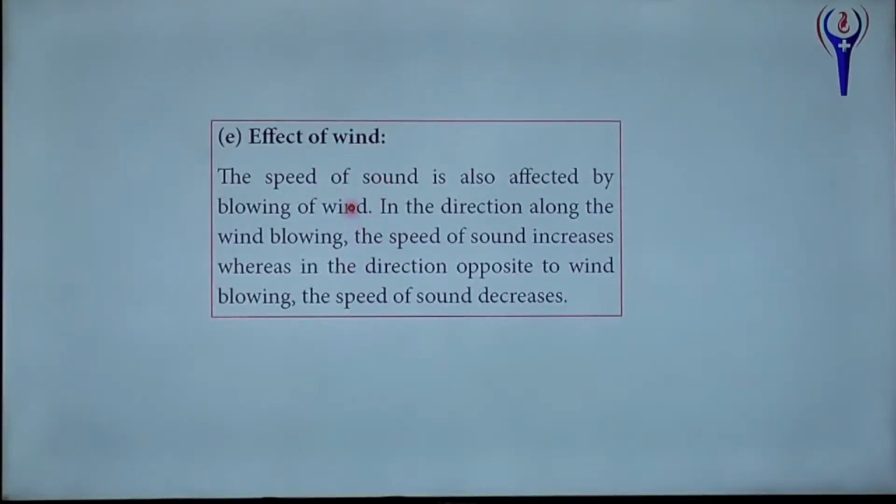Effect of wind. Speed of sound is also affected by the blowing of wind. In the direction along the wind blowing, speed of sound increases, whereas in the direction opposite to wind blowing, speed of sound decreases. Okay. So, along the direction of wind, if you speak, then sound speed will be increasing. Opposite side, decreasing. Okay.